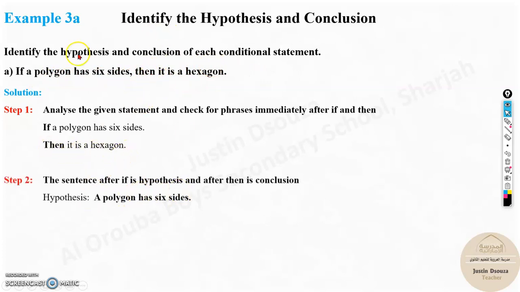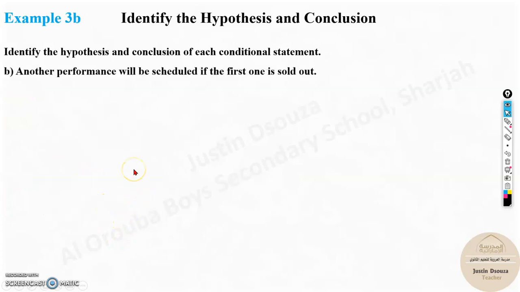So what is the hypothesis? That is what you have to solve, right? The hypothesis is a polygon has 6 sides. That's it. The conclusion would be after then. So it is, the polygon is a hexagon. So whatever is after if, a polygon has 6 sides, that's the hypothesis. Whatever is after then, the polygon is a hexagon, is the conclusion. That's it. So simple. Now we'll solve one more problem.